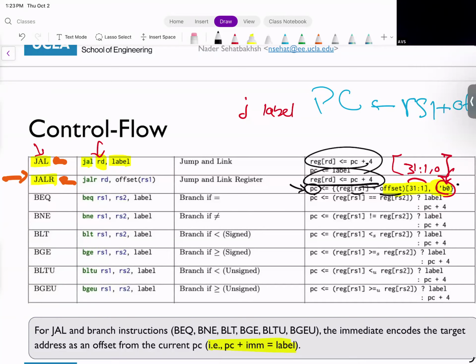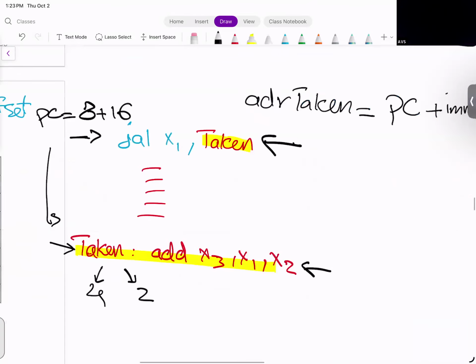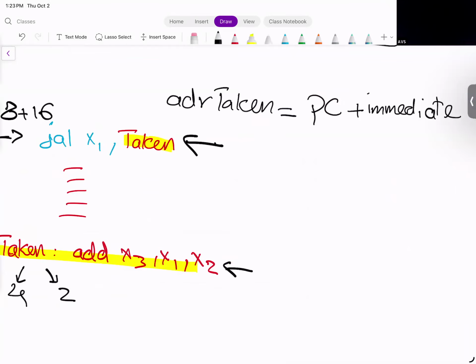A label is literally a word that you use when you're writing the assembly instruction, like taken. You're going to see some examples of instructions. You can use whatever label that you want. The names of functions, for example, foo, bar, these are labels.